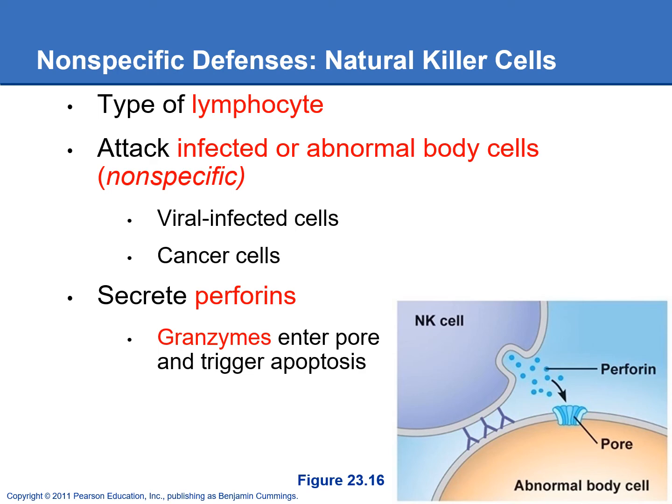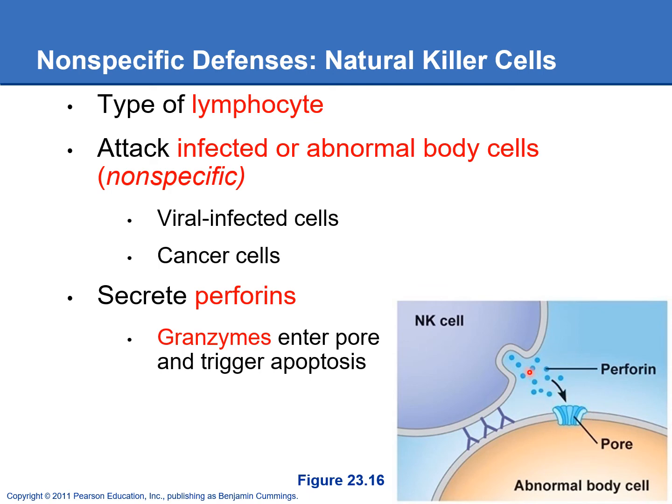But the B and T lymphocytes are very specific. They have very specific pathogens that they recognize, and if it's not their match, they won't go after it. But natural killer cells are non-specific. So once they find a cell that's infected or cancerous, they will secrete some perforins, which are proteins, that will make a hole in the abnormal body cell.